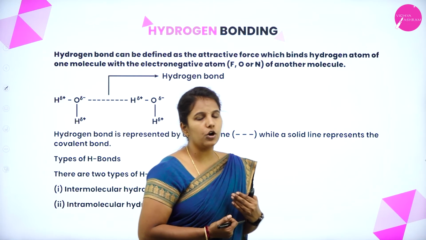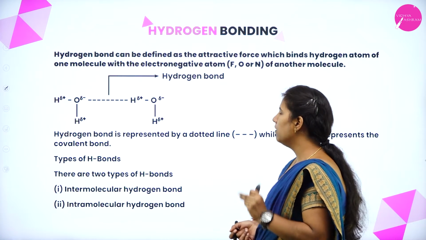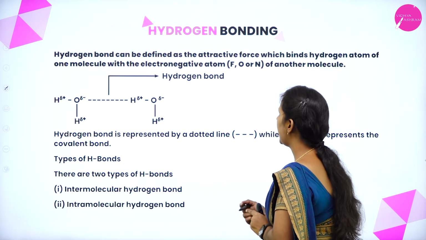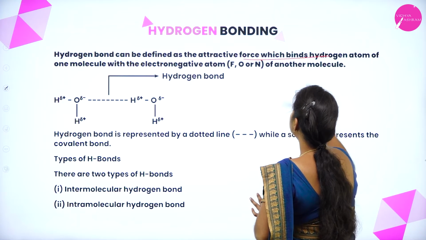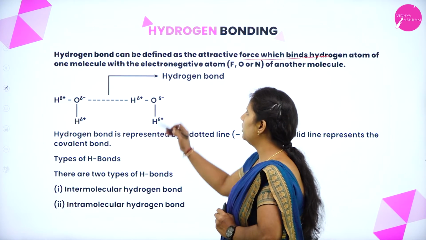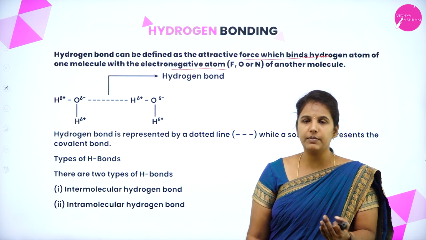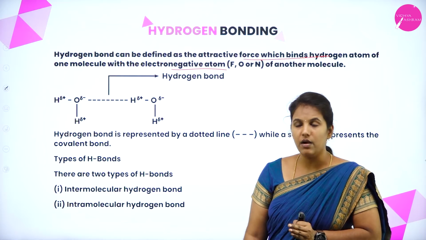Next is hydrogen bonding. So this is the last concept of this unit. Let's see what hydrogen bonding is now. Hydrogen bonding can be defined as the attractive force which binds the hydrogen atom of one molecule with an electronegative atom. So it's a kind of attraction between the hydrogen and a more electronegative atom.